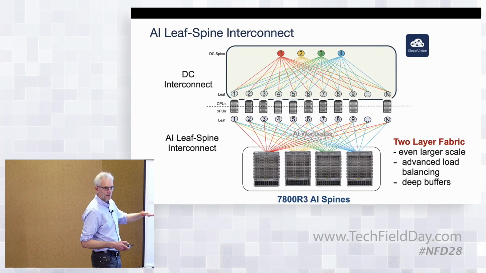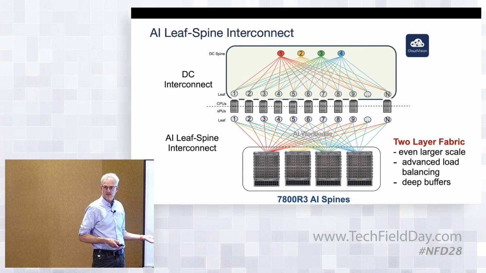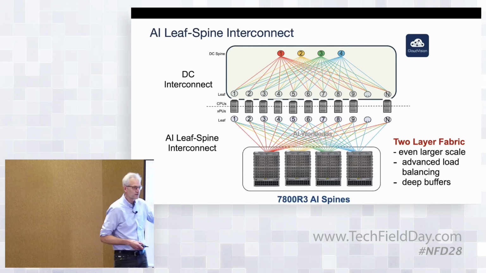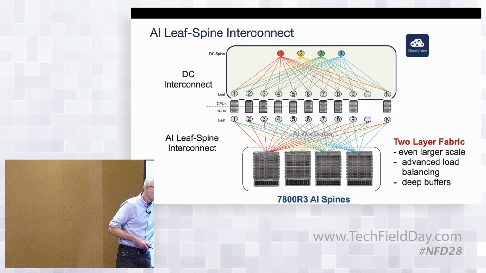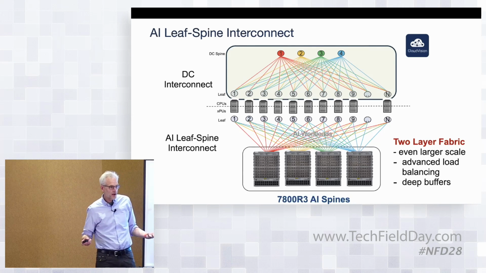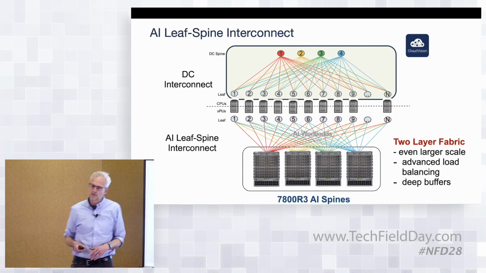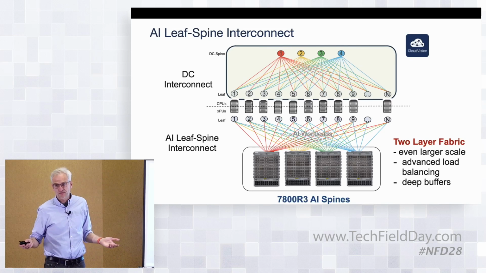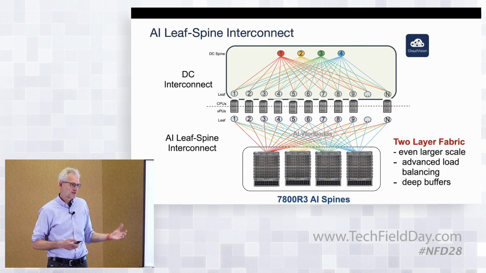For even larger fabrics, and we see customers that are succeeding like this today, we have a two-layer fabric with a 7800 spine and TORs that can be deep buffered or not. You can build up large fabrics with thousands and thousands of GPUs in them, going beyond the scale of what you can interconnect with a single 7800.